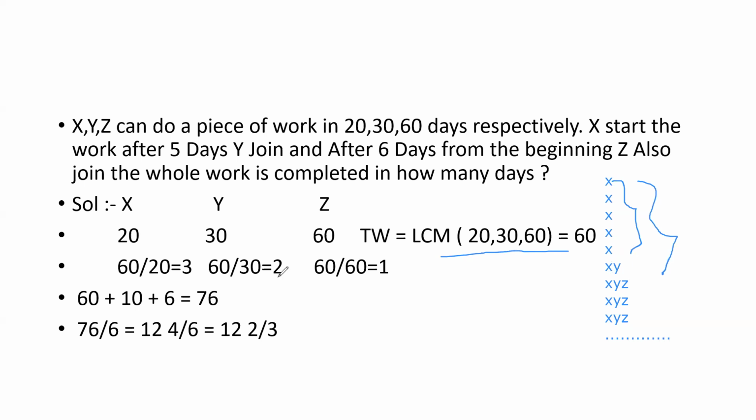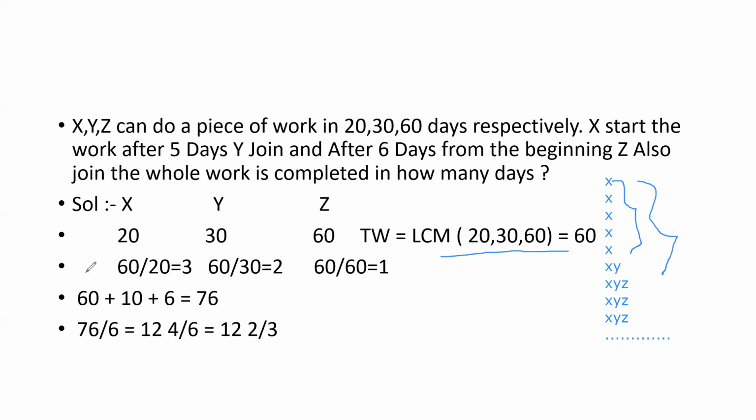Y can work 2 units per day, so 5 days equals 10 units. Z cannot work in 6 days, and per day Z can work 1 unit, so 6 days equals 6 units. Therefore, the total work is 60 plus 10 plus 6 equals 76 for all three persons X, Y, and Z. Then the number of days equals 76 by the work done in 1 day, which is 3 plus 2 plus 1 equals 6. Therefore 76 by 6 equals 12 and 4 by 6, that is 12 and 2 by 3.